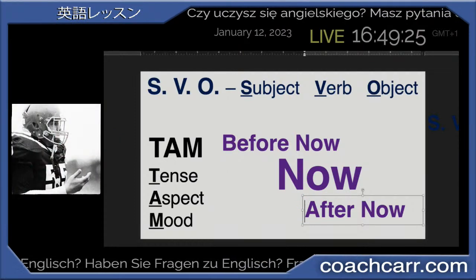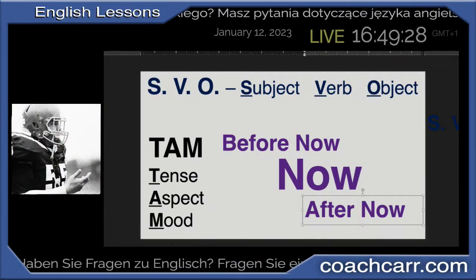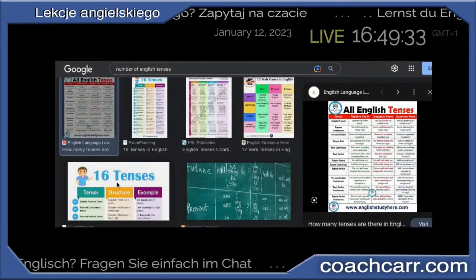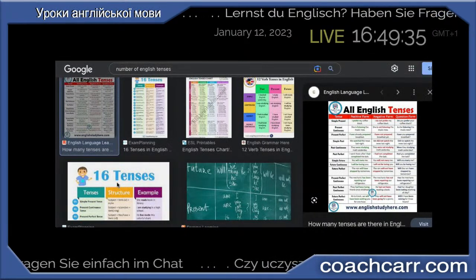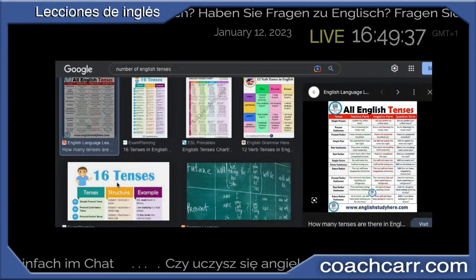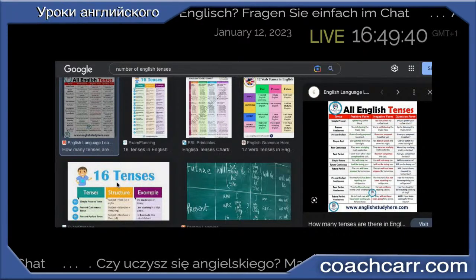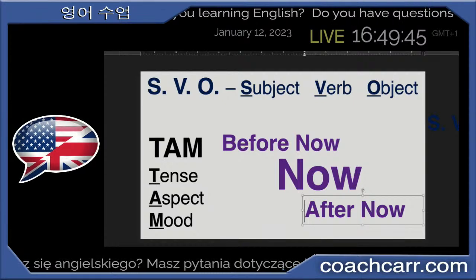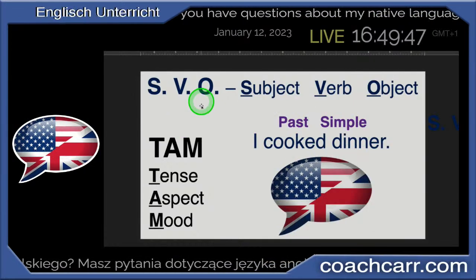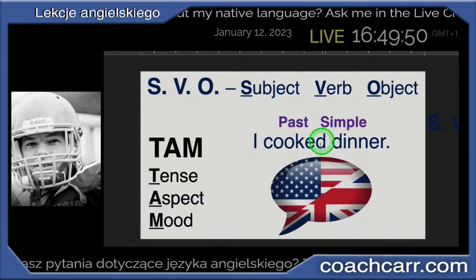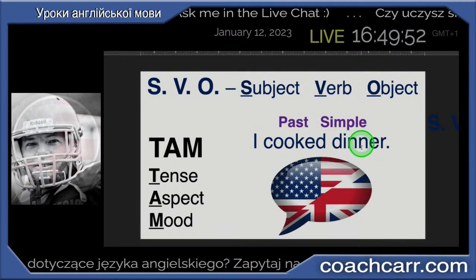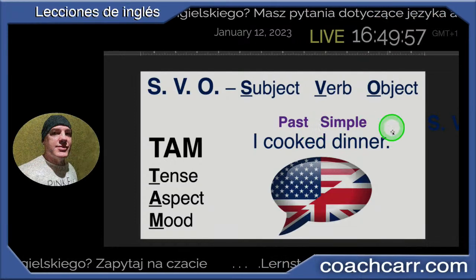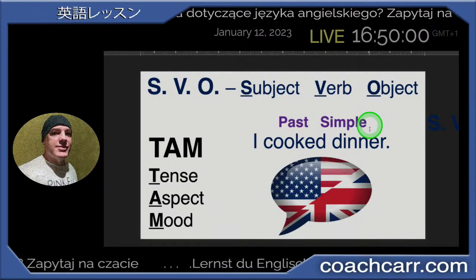So how is it that an English school, an English book, English classroom, they tell you there's 12 tenses? What is going on? Okay, part of the trick in understanding this is with subject, verb, object. Here we have I cooked dinner. Past, simple. It's both of those.